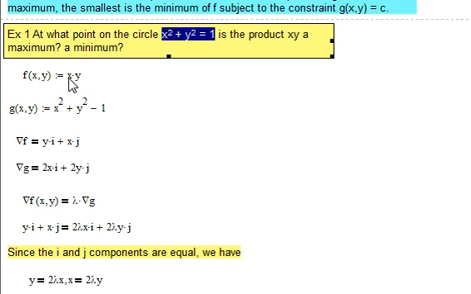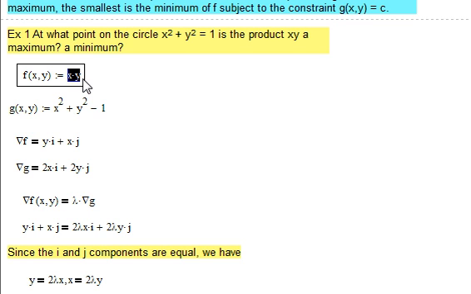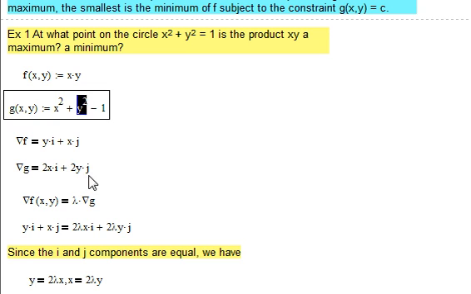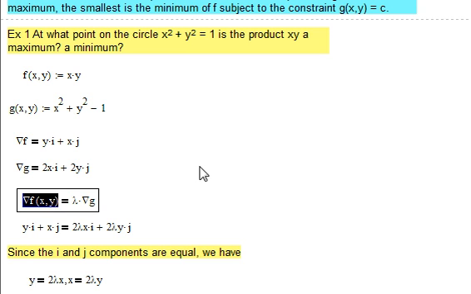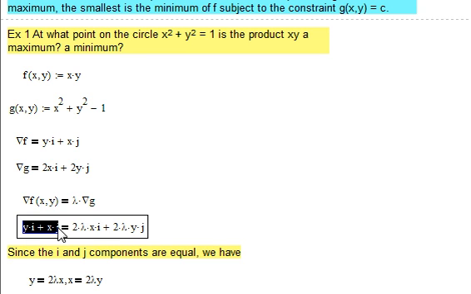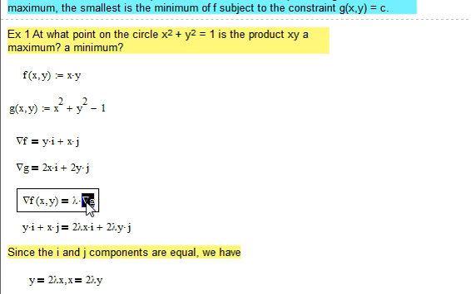Well, del f is the partial with respect to x, which is just y times i, plus the partial with respect to y, which is just x times j. So there's our del f. Del g is 2x i plus 2y j. That's easy to see. And so del f of xy is lambda times del g. In other words, y i plus x j is 2 lambda x i plus 2 lambda y j, right? Just multiplying lambda times our del g.